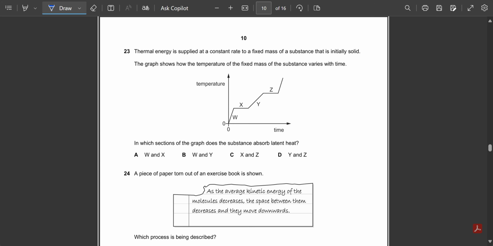Thermal energy is supplied at a constant rate to a fixed mass of a substance that is initially solid. The graph shows how the temperature of the fixed mass of the substance varies with time. In which section of the graph does the substance absorb the latent heat? So latent heat is absorbed in these two sections, when the state is changing. So that is X and Z.